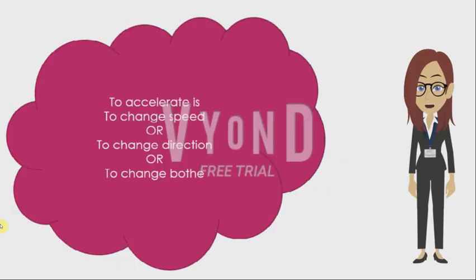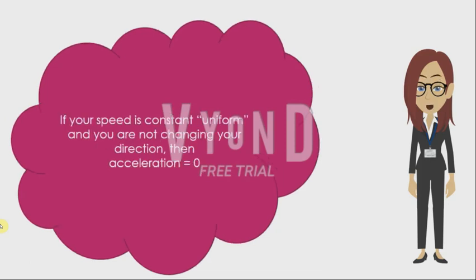Another point that you need to know about acceleration. To accelerate is to change speed or change direction or change both, change speed and direction at the same time. If acceleration is the rate of change of speed, this means that the object can never move with a uniform speed. Uniform speed means the speed doesn't change or the velocity doesn't change. So if the object is moving with a uniform velocity or a uniform speed, this means that the acceleration equals 0.